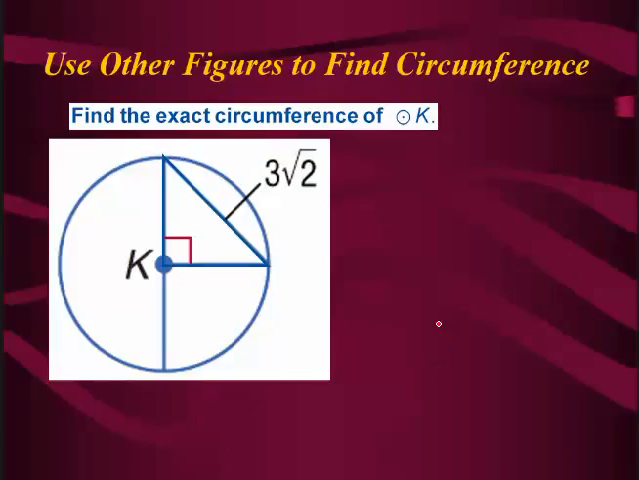Okay, using figures to find circumference. Find the exact circumference. So again, we're not going to estimate anything here. How am I going to find the circumference? Okay, well, I start off writing down my formula. Circumference equals pi d or pi r or 2 pi r. So I need a radius or a diameter. Well, look, I have a right triangle here for which I have the hypotenuse. So I could probably work with that right triangle somehow to find my radius.